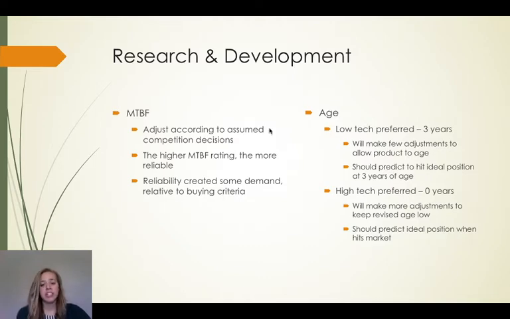We also focused on the age of the product. Low-tech products preferred a 3-year age. With that 3-year age mark, we were actually allowed to make fewer adjustments to the size and performance of the products, and this allowed the product to age for a longer time. So we tried to predict when our product would hit the ideal position and tried to make that around the 3-year mark of the product. Once it hit 3 years, we would go in and revise it again.